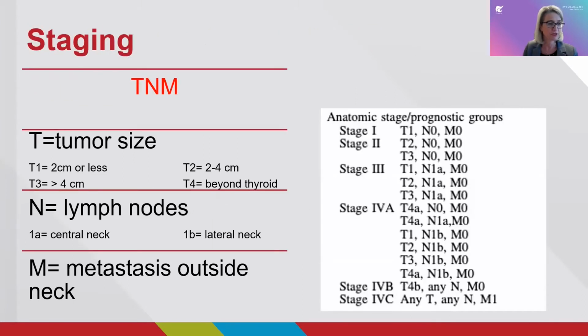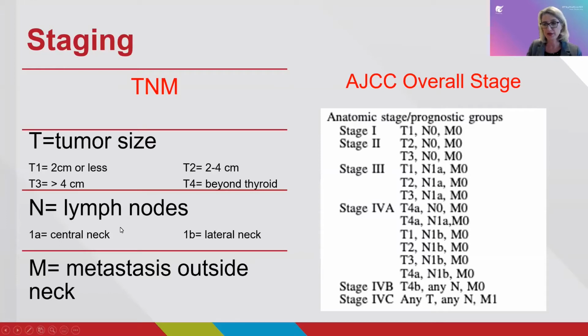All right, so first on to staging. Many of you may be familiar with this, but we use the TNM staging system. Tumor is what T is, and that's usually the size of the tumor. So you can see here a T1 tumor is 2 centimeters or less. A T2 tumor is 2 to 4 centimeters. T3 is more than 4 centimeters, and T4 is that it's grown beyond the thyroid. So that's just specific to the size of the tumor itself.